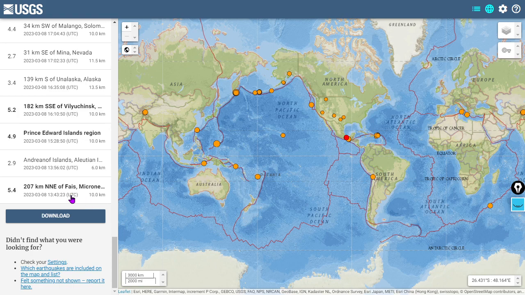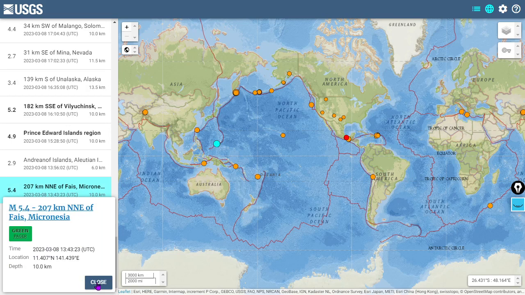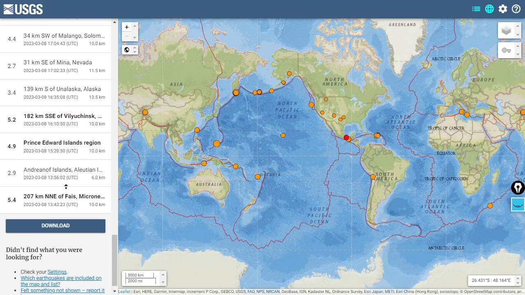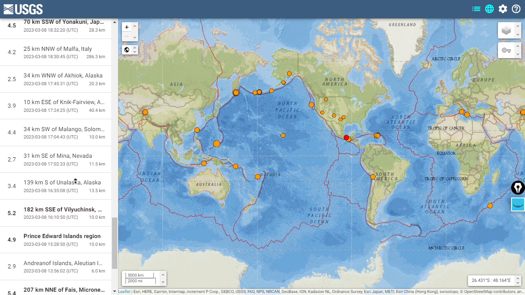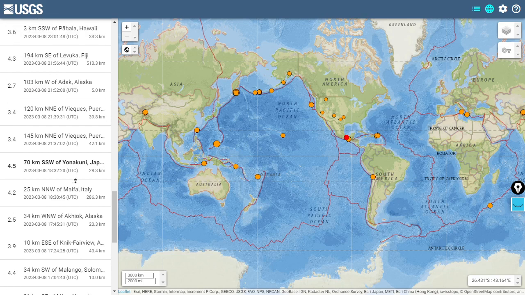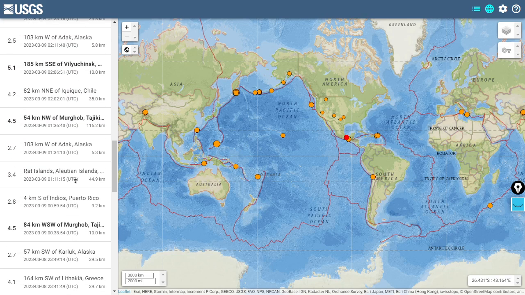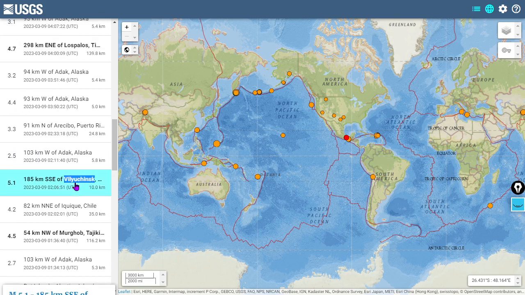alert levels. So let's report earthquakes over a 5 magnitude, like this 5.4 at Micronesia. That was at 13:43 Universal Time yesterday. We also had a 5.2 in the southern portion of Kamchatka. That was at 16:10 yesterday afternoon Universal Time. And remember, folks, any earthquake can be a foreshock. So no major quakes over the past 24, only a few in the 5 magnitude range.